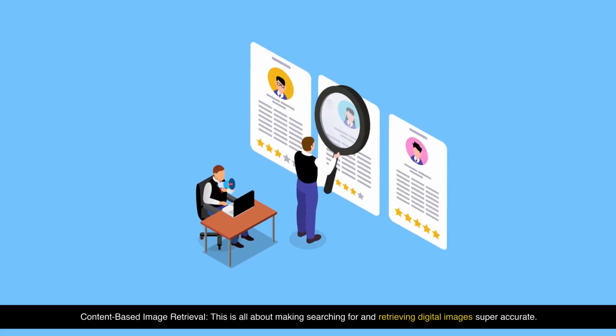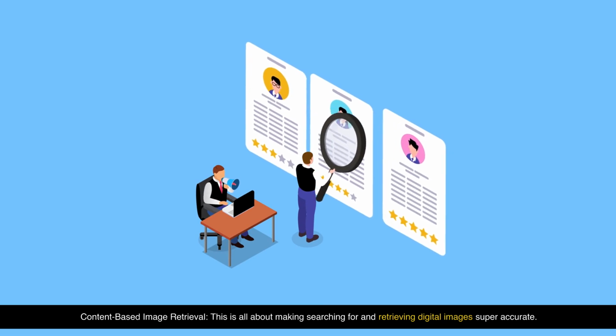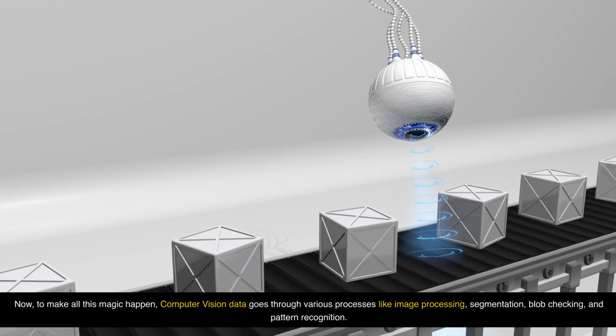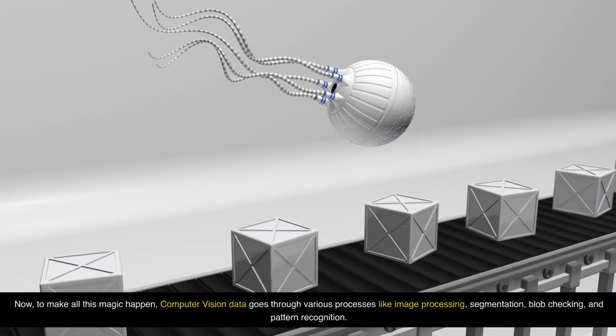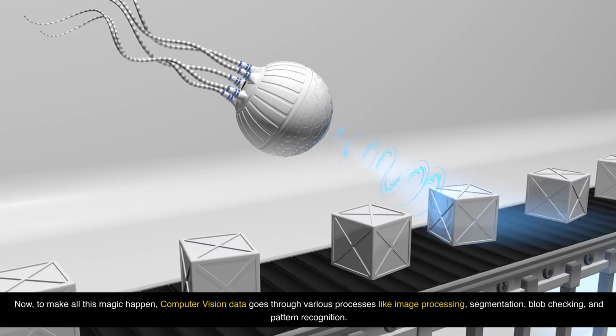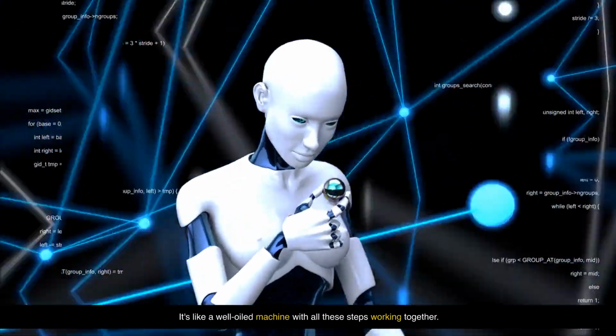3. Content-based image retrieval. This is all about making searching for and retrieving digital images super accurate. Now, to make all this magic happen, computer vision data goes through various processes like image processing, segmentation, blob checking, and pattern recognition. It's like a well-oiled machine with all these steps working together.